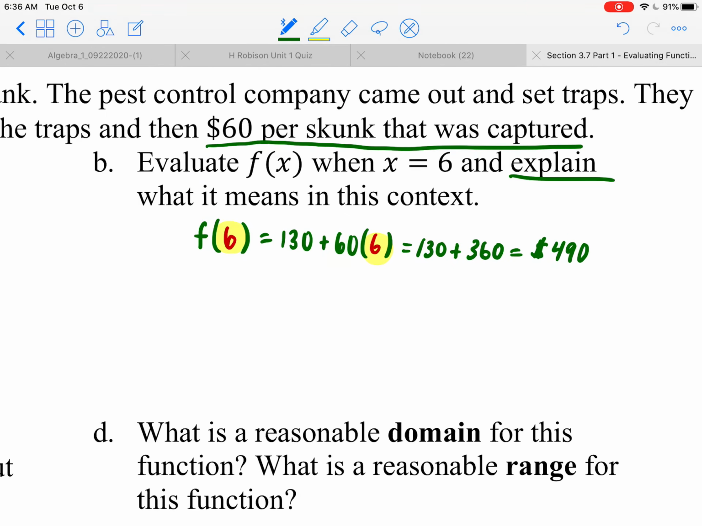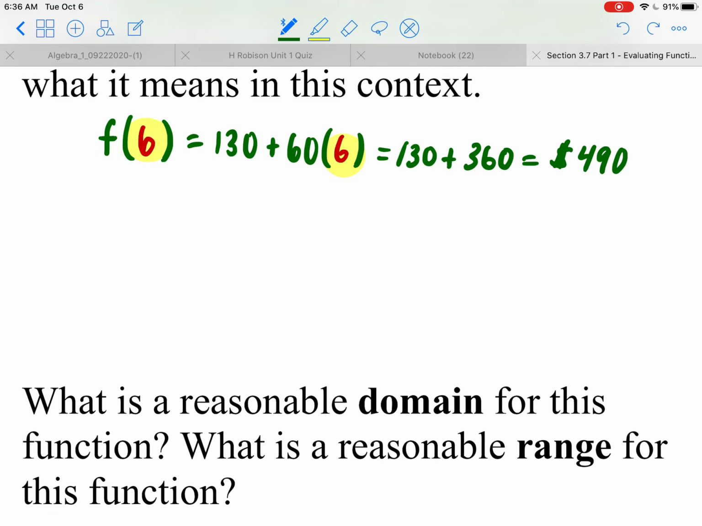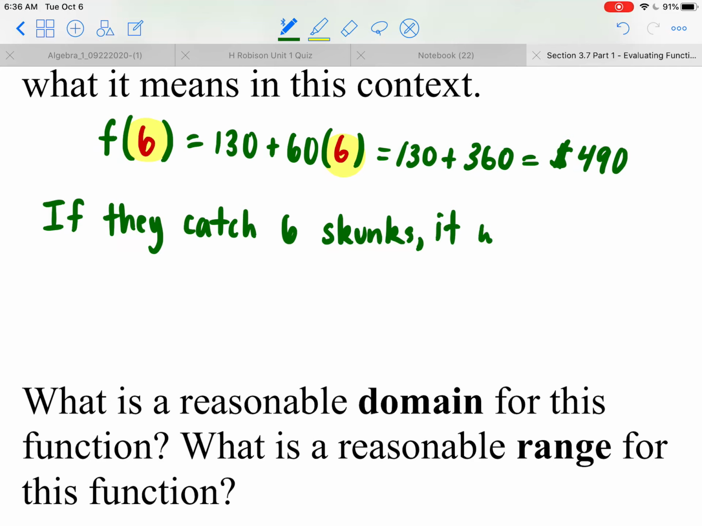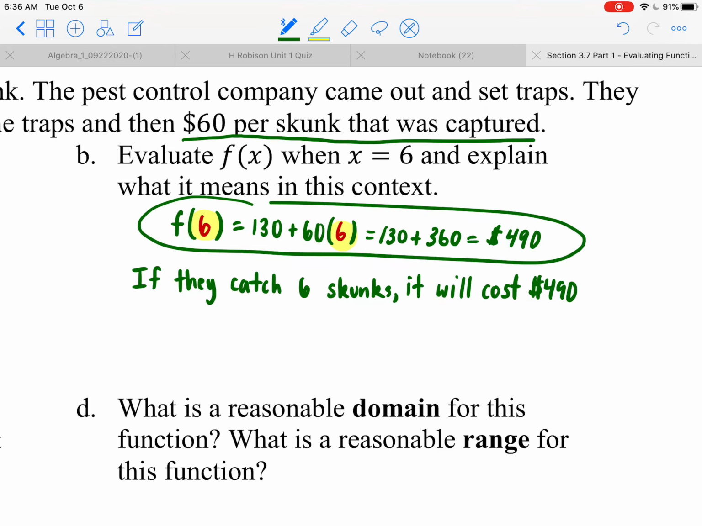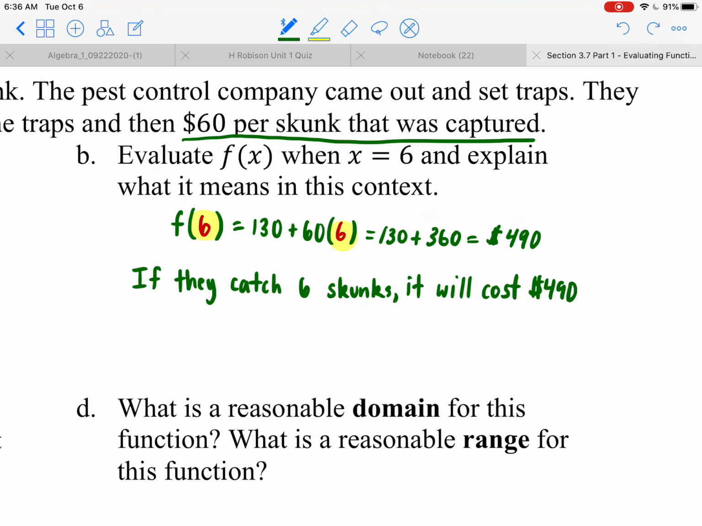So they want you to explain what it means in the context. I'm going to ask you guys this question a lot, and I know you guys hate this question because it requires you to truly understand what we're talking about here. So what we're saying is if they catch 6 skunks, such a weird word, it will cost $490. That's what we're saying in this specific scenario. So f of 6 means it's going to be $490 for us.